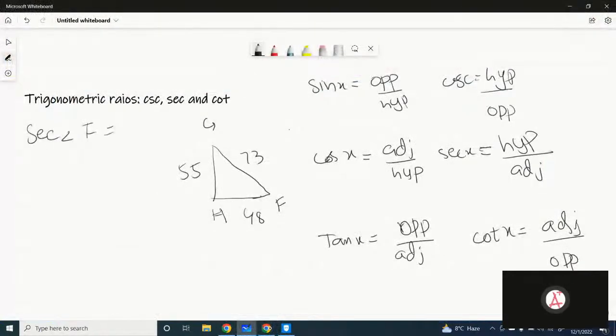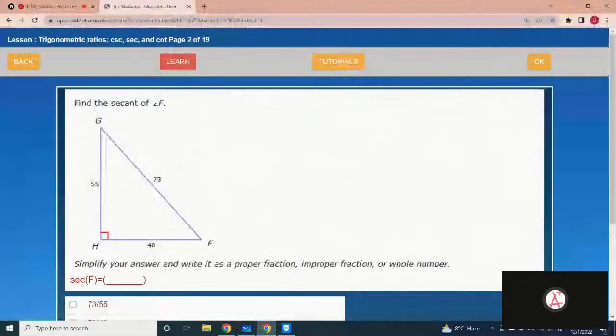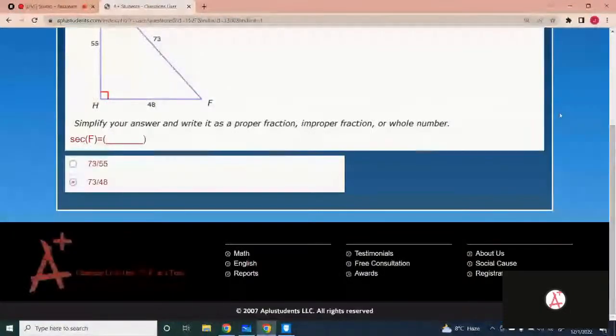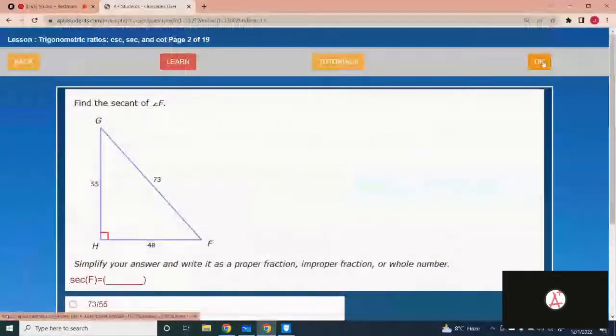So the secant of angle F would be hypotenuse divided by the adjacent. The hypotenuse is 73, and the adjacent is the side that is connected to angle F, which is 48. So it would be 73 over 48. Got it? Just select the correct option and click on the OK button.